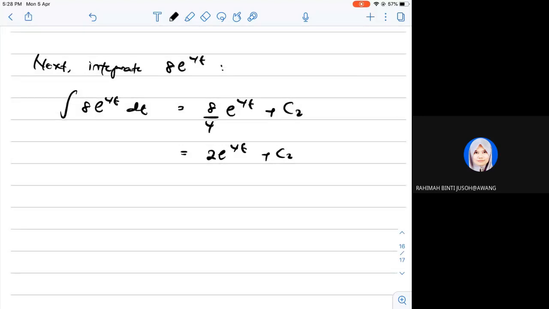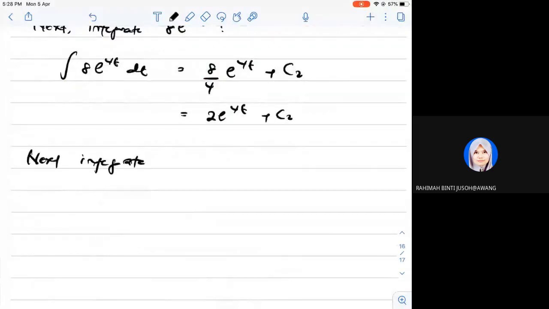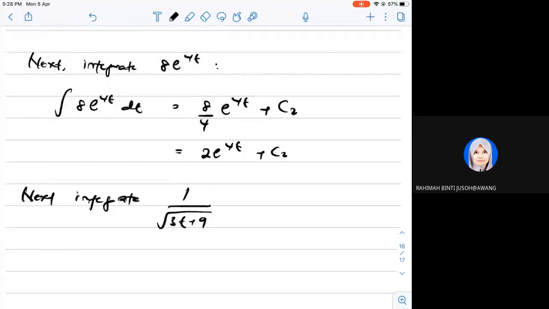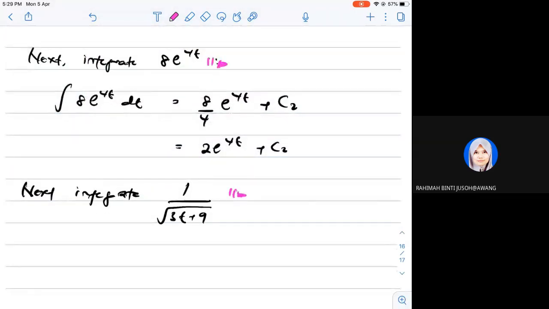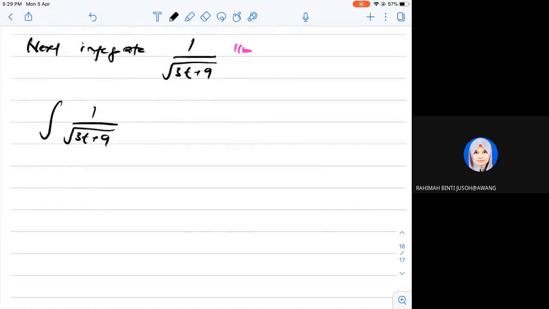Okay, then last, integrate, what's the function? 1 over square root 3t plus 9. Any idea how to integrate this? How do you guys integrate this? By substitution. Yes, very good. We can use substitution. Yes, well done.